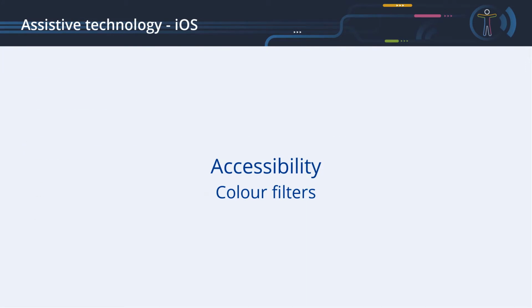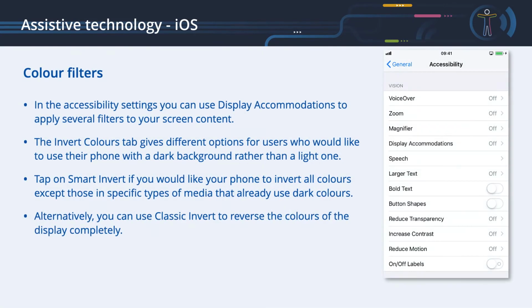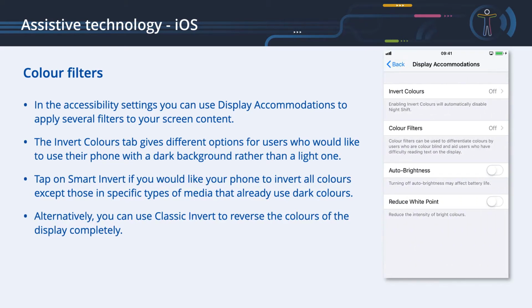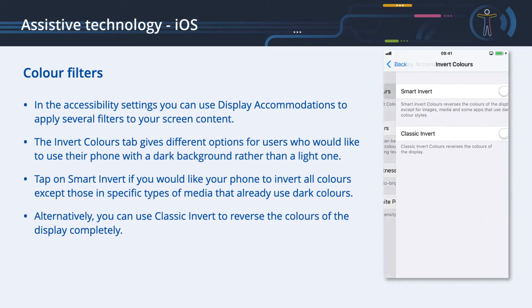Color filters. In the accessibility settings, you can use Display Accommodations to apply several filters to your screen content. The Invert Colors tab gives different options for users who would like to use their phone with a dark background rather than a light one.